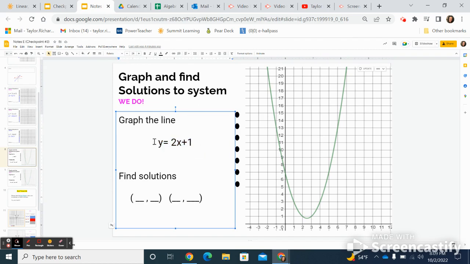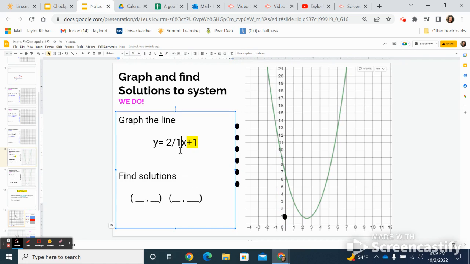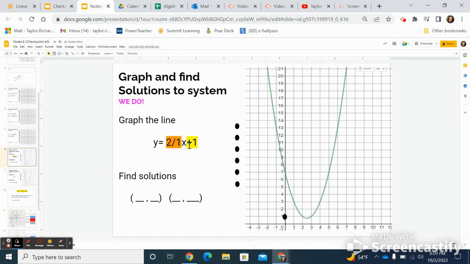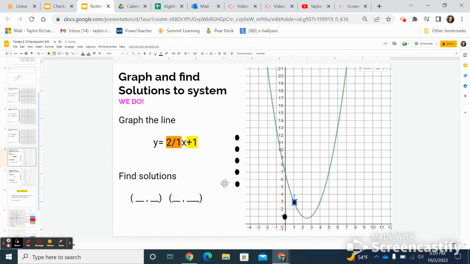So, for example, here's the equation I'm giving you. Y equals 2x plus 1. Let's graph it. The positive 1 is our y-intercept. So that's going to be our first point on the y-axis. My slope is not a fraction, so we're going to make it into a fraction by putting it over 1. And now I have my rise over run, so it's going to be 2 over 1. So I'm going to be going up 2 over 1.